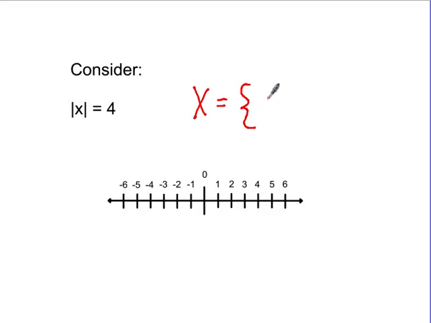What do we call this? Oh, it's set. Set notation. So negative 4, positive 4. X could be negative 4, X could be positive 4.